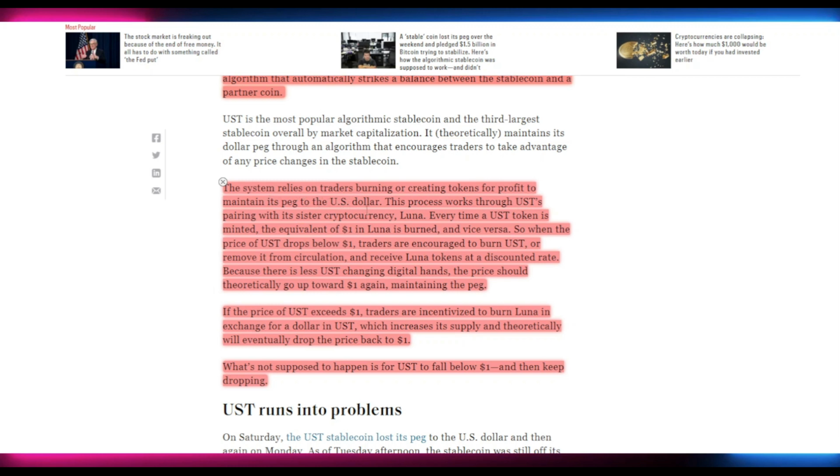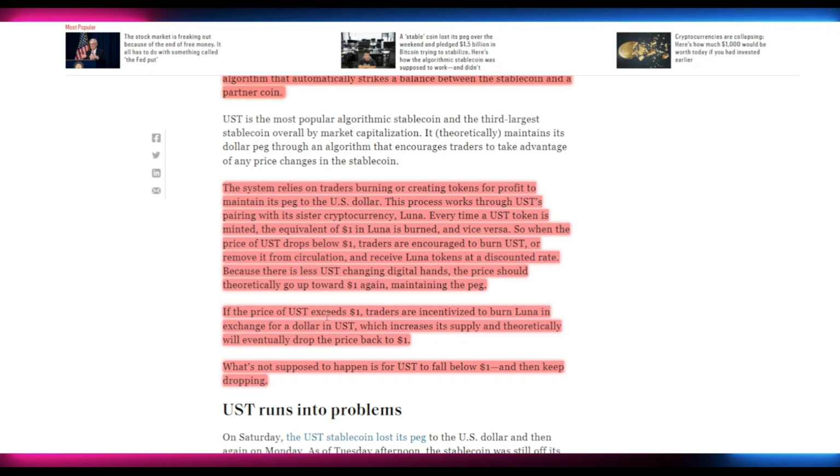This process works through UST's pairing with its sister currency, Luna. Every time a UST token is minted, the equivalent of $1 in Luna is burned and vice versa. So when the price of UST drops below $1, traders are encouraged to burn UST or remove it from circulation and receive Luna tokens at a discounted rate. Because there is less UST changing digital hands, the price should theoretically go up towards $1, again maintaining the peg.